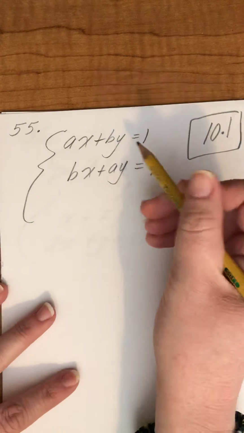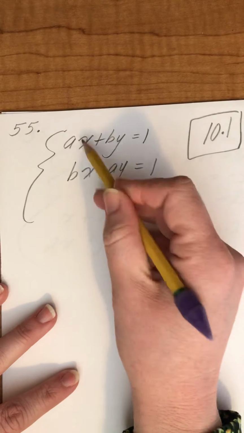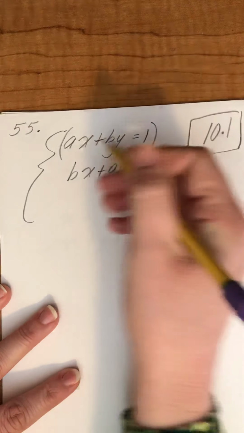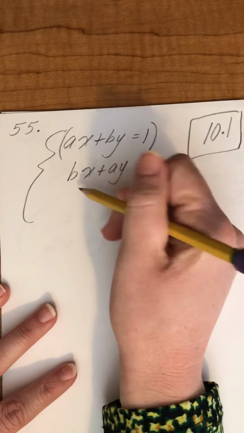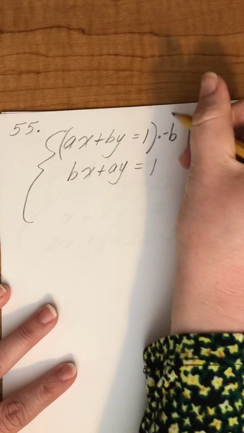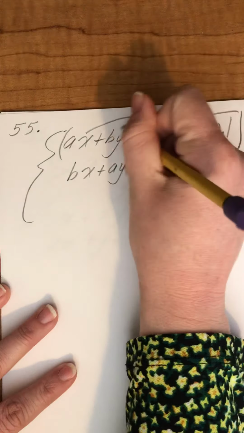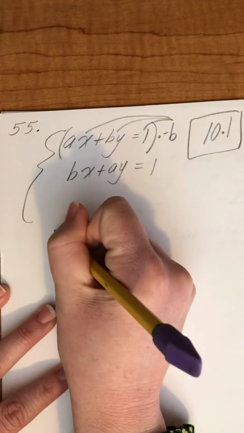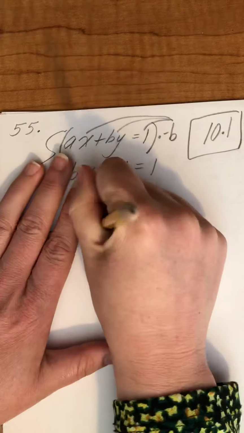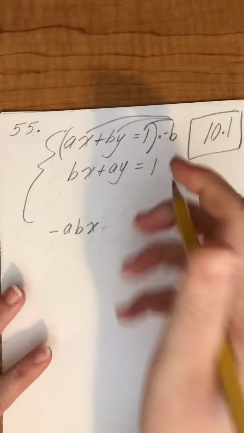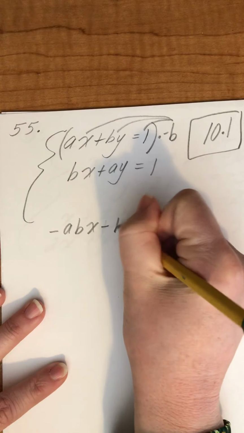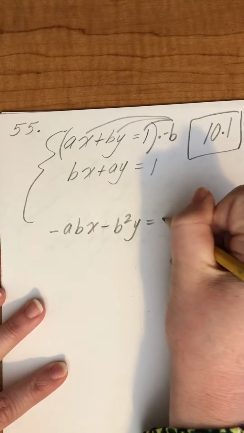It is a little bit more of an advanced one, because to get these to cancel out, we're going to need to multiply this entire equation. Remember, we need our x's to be exact opposites of each other. So it looks like I'm going to multiply this one by negative b. If I distribute through to each piece here, I would have negative abx, minus actually, because a positive times a negative is a negative. So then minus b squared y equals negative b.